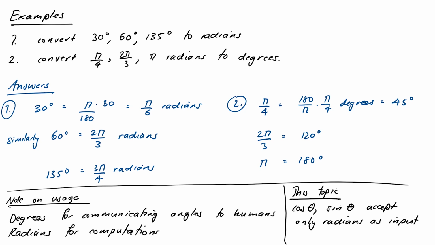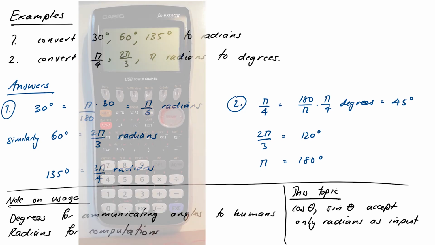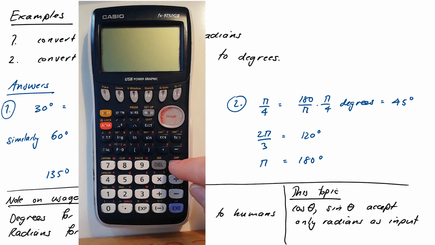Okay, finally, when you're using your calculator, you need to make sure that your trig functions are expecting radians or degrees depending on what you're doing. So you'll need to be familiar with how to switch modes. I'll demonstrate quickly on my Casio graphical calculator.